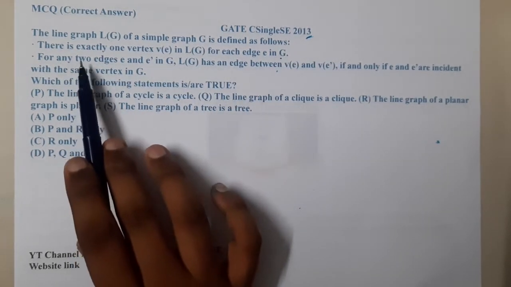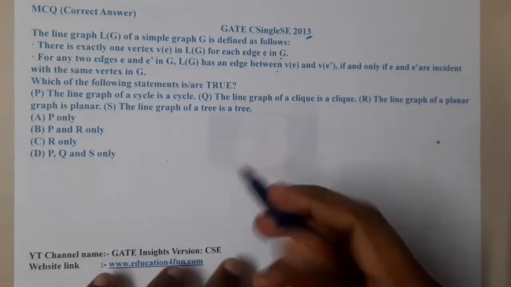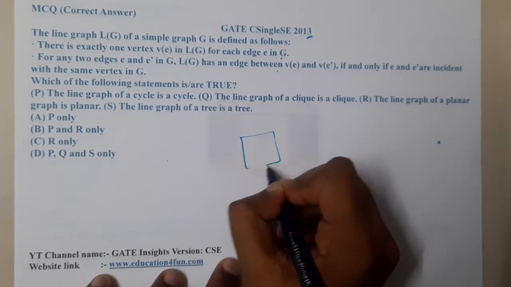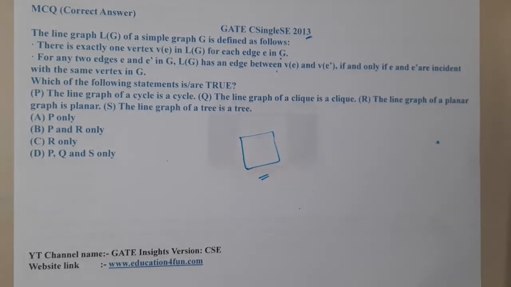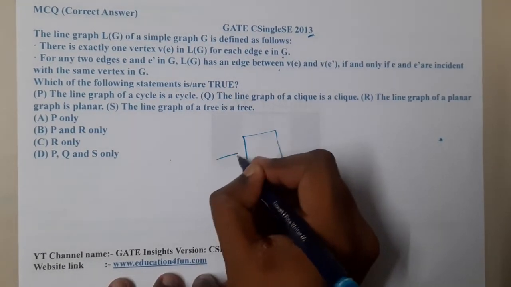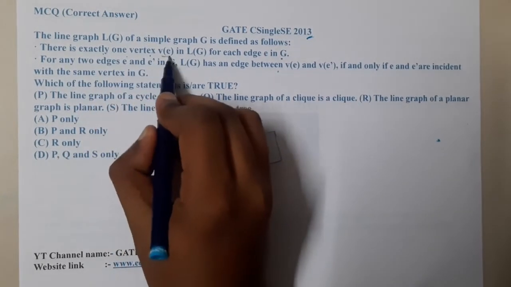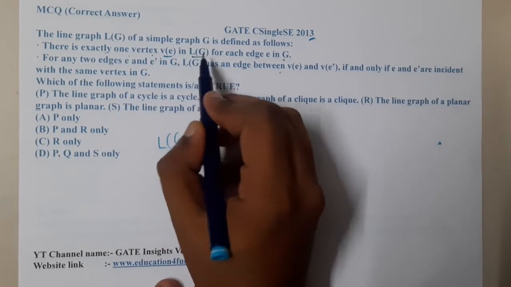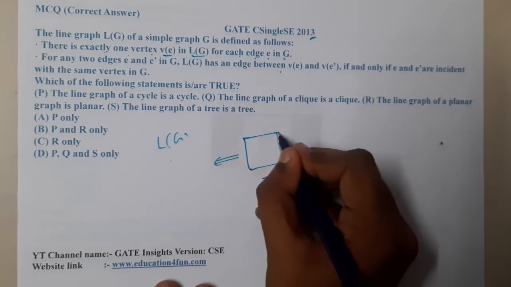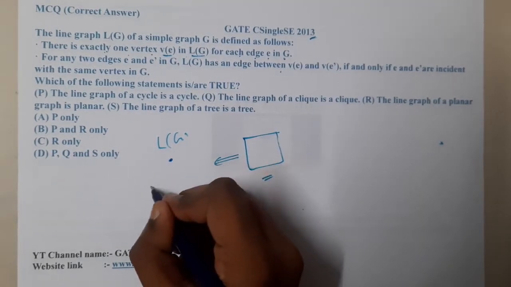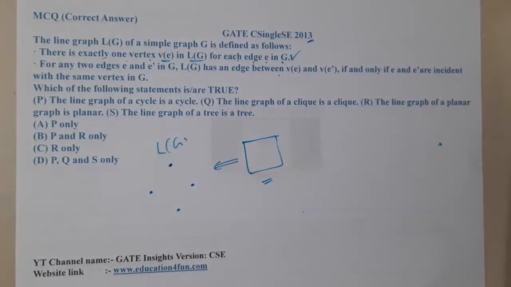I think it will be better if we draw a small diagram. So let us draw the smallest diagram to be clear. A cycle of 4, so 4 vertices are there. This is our simple graph and we are trying to convert it into a line graph. There is exactly one vertex V of E in the line graph of G for each edge in G. So basically each and every line is converted into a vertex here. That is what the first statement says. I have understood it and we have completed the process.